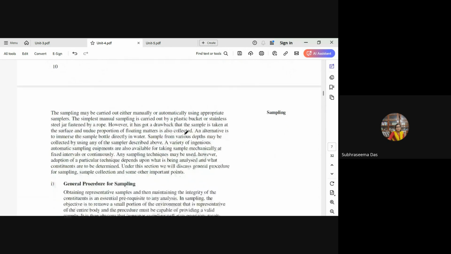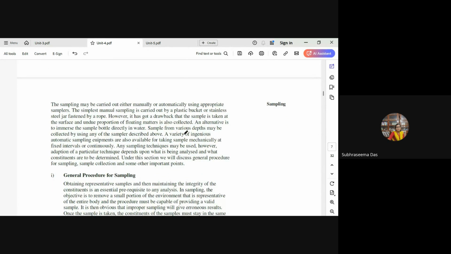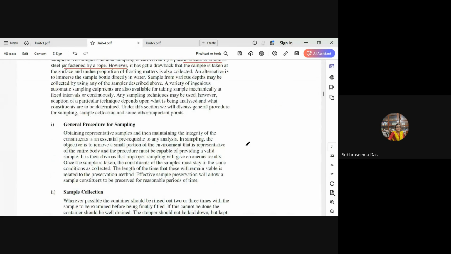So here, the sampling can mostly be carried out either manually or automatically, depending on the ease of the process. The simplest manual sampling is done by a plastic bucket or a stainless steel jar that is fastened by a rope. The most common sampling method is that we dip the plastic bucket into the water sample.